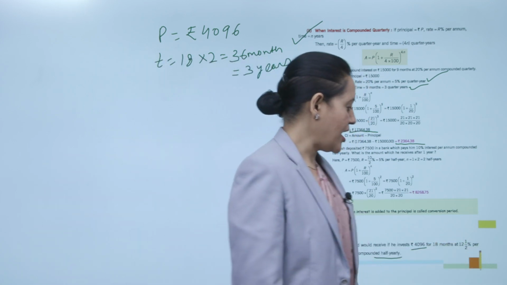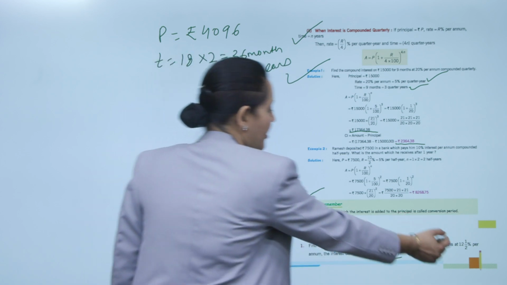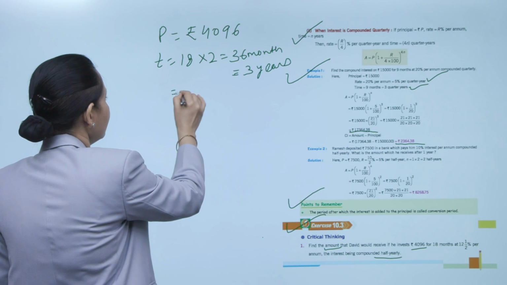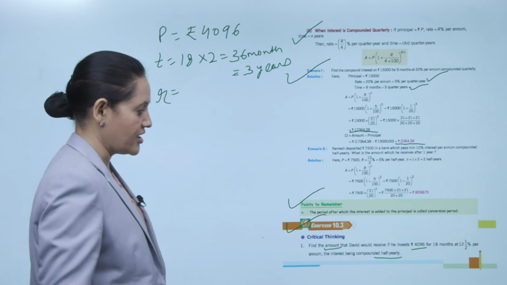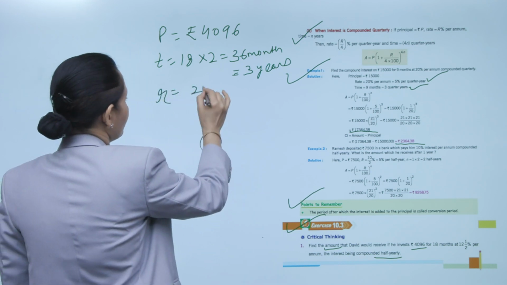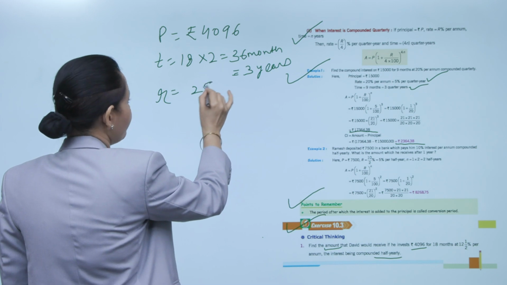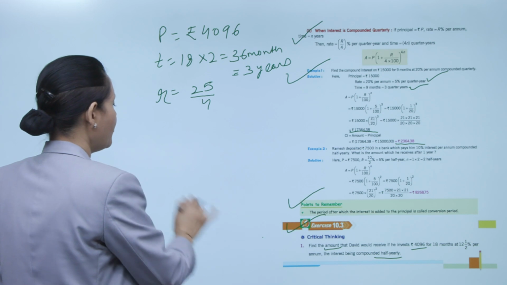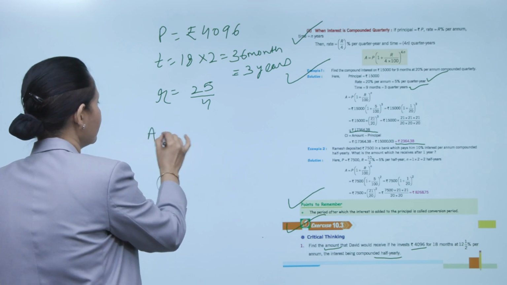Rate of interest 12 1/2, meaning 25/2%. So what will the rate of interest become? Half, 25/4%. Clear? Now we have to find the amount.